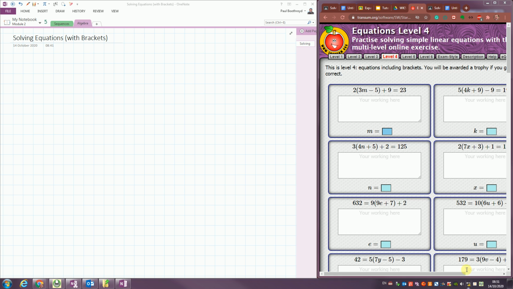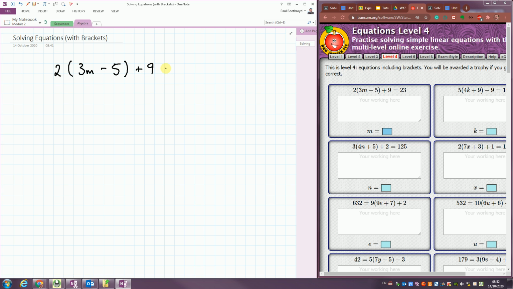Okay, so what we're going to do is solve a couple of questions involving brackets. The first one looks quite nice. It demonstrates what we needed to know following Monday's lesson. So I've got an expression with a bracket.